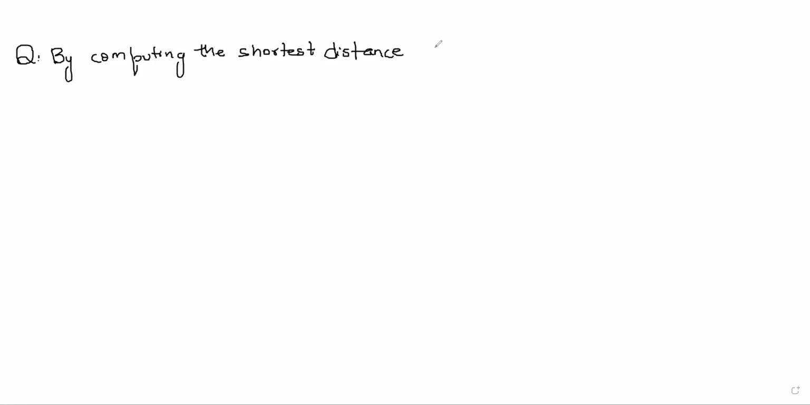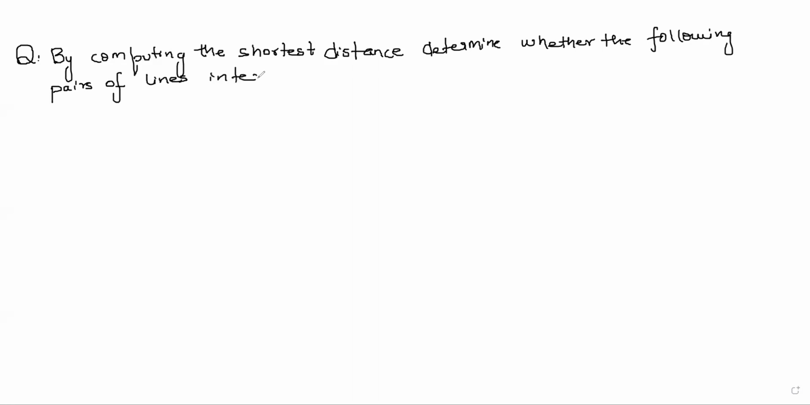By computing the shortest distance, determine whether the following pairs of lines intersect or not. Okay, so yesterday we have done the formula of shortest distance. With the help of that, you have to solve this question.